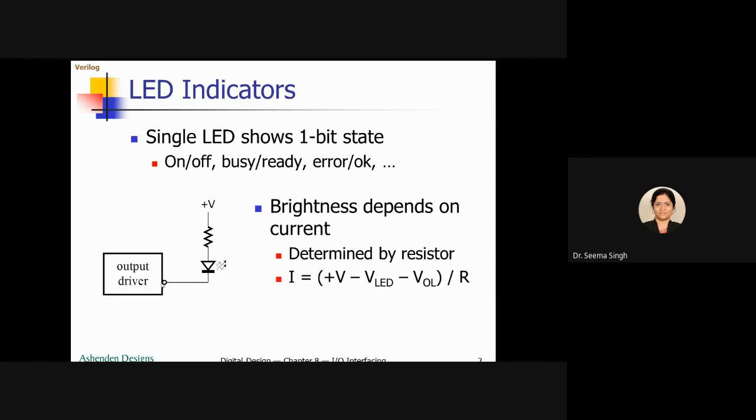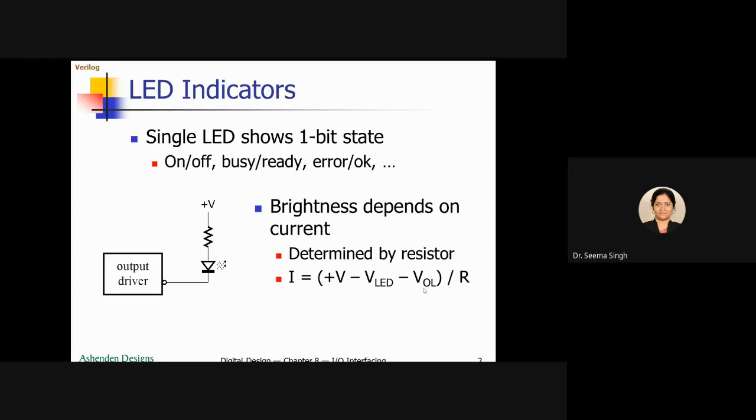So in that case, the active high output will go to the P side of the diode, and the resistor to ground. This is how the LED is connected in any circuit for using it as an indicator. And you know the equation of the current: current is equal to plus VCC, minus the voltage drop across the diode, minus the output side voltage, divided by the resistor.